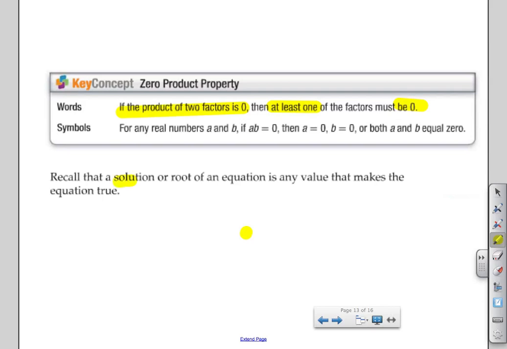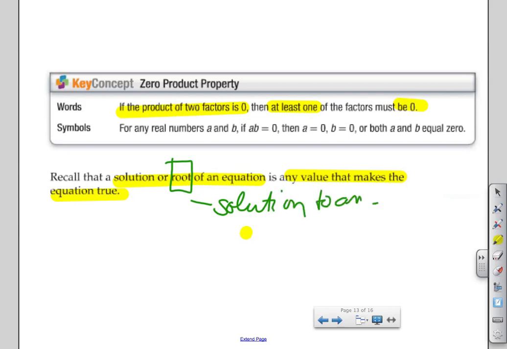The other thing I want you to keep in mind, and we're going to talk about this in a minute: a solution or root of an equation is any value that makes the equation true. And we're going to be looking for those roots, and we'll be talking a lot more about roots later on. So a root is another name for a solution to an equation, and probably more specifically, a quadratic. But right now, let's just remember that a root is a solution to that equation.